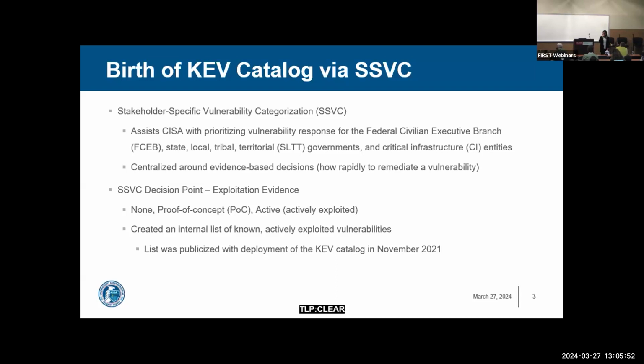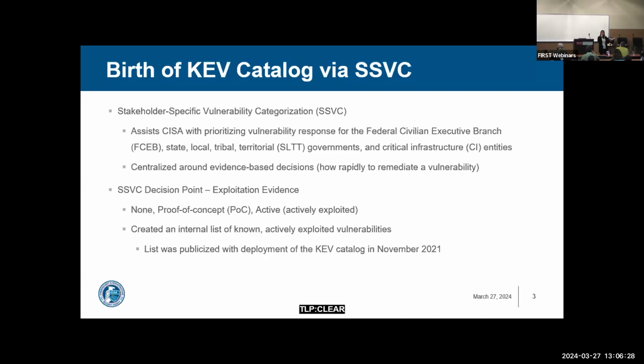For CISA, we use 5 decision points: the exploitation status, the technical impact, automatable, prevalence, and public well-being. Within the exploitation status, we have 3 options: none, POC, and exploitation in the wild. Proof of concept. Yes, we have to expand our acronyms. We can't be super gov people. I'm sorry. And we have exploitation in the wild.